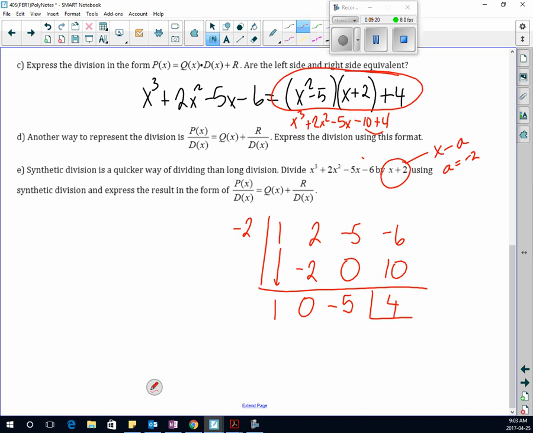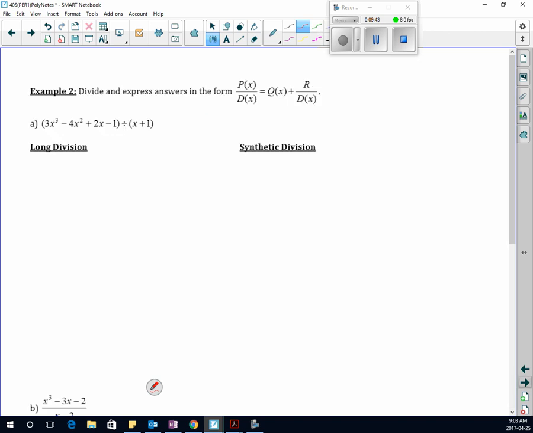So what these numbers represent is your constant, your x, and your x squared. And if there was another number, it would be your x cubed. So this represents 1x squared plus 0x minus 5, and this represents the remainder 4. That was our answer up there, wasn't it? Okay, so we're going to practice this now. Next question, we're going to do it two ways. We're going to do long division, then we're going to do synthetic.